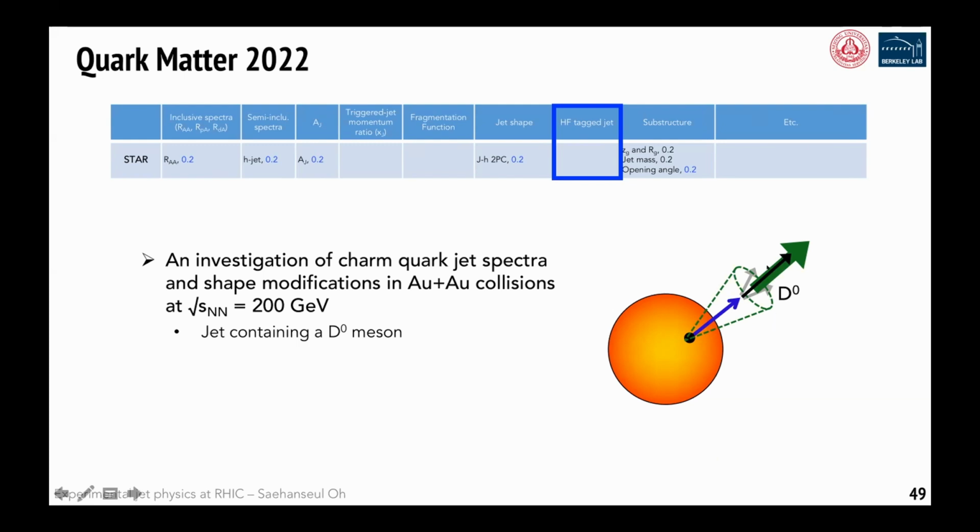So once you have a D0, we make a circle of a given radius and reconstruct jets. So we're looking at the jets containing a D0, and then we investigate the spectra with the yield and also the jet shape of this jet containing the D0. That's what we are going to show at Quark Matter.